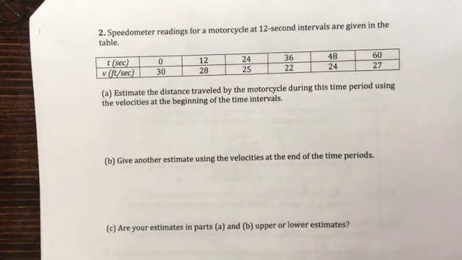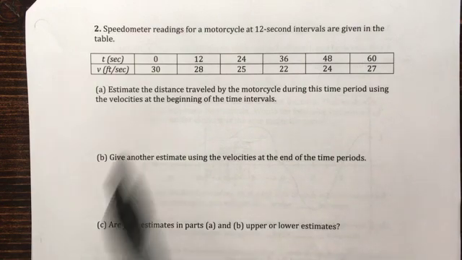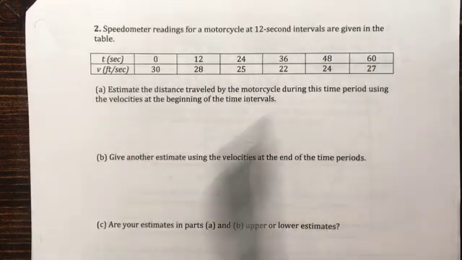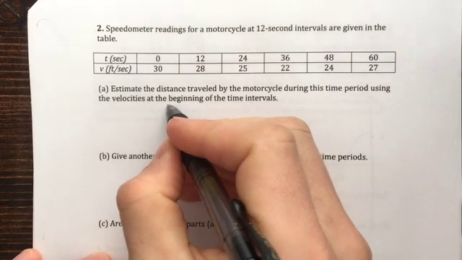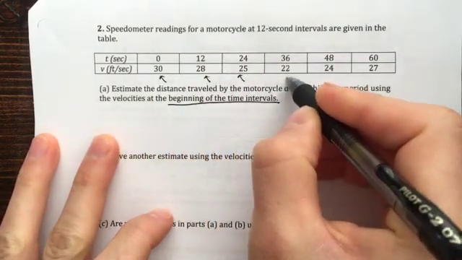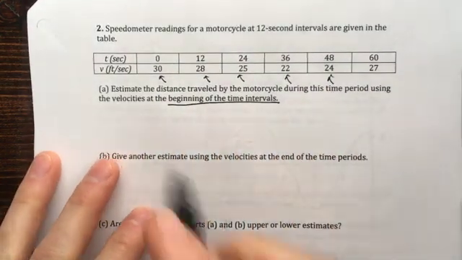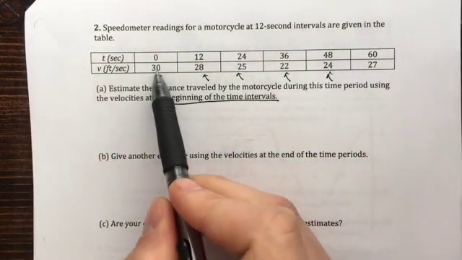Okay, here's an example that's more with tabular data. Speedometer readings are given in the table. We've got time, our x values, and speed, our y values. Estimate the distance traveled by the motorcycle during this time period using the velocities at the beginning of the time intervals. So that would be this one, this one, this one, this one, and this one. So basically our width is 12, right? And these are our heights.